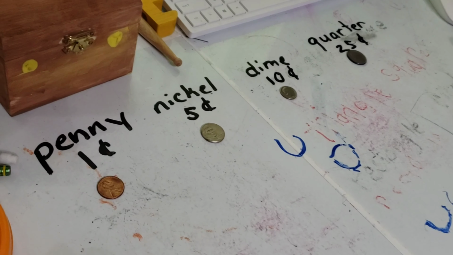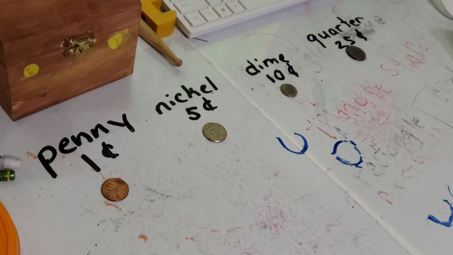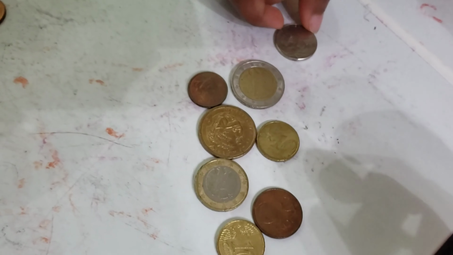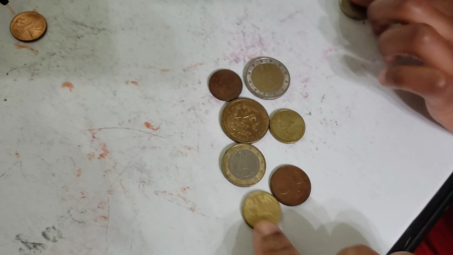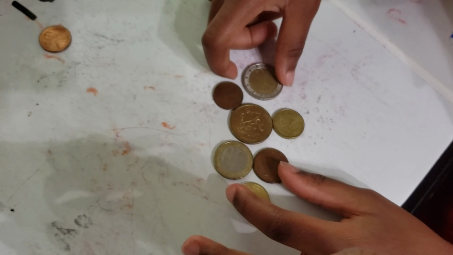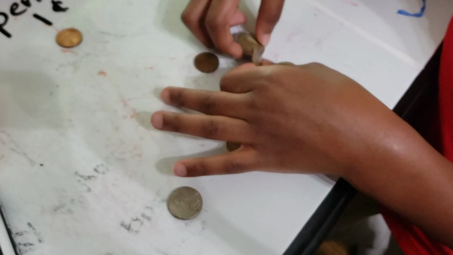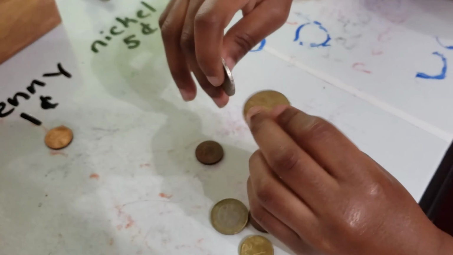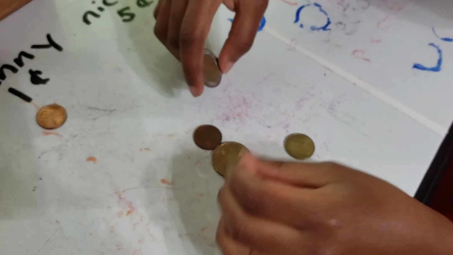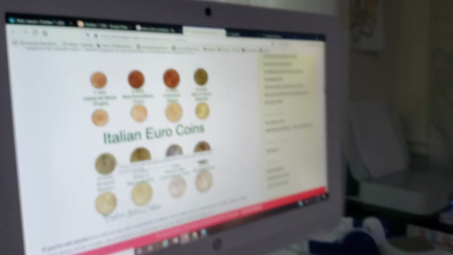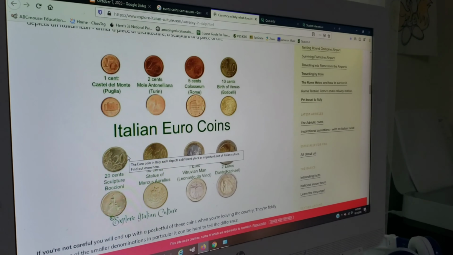So, the question is, how are American coins different than European coins? Let's take a look, because they're different. So, this is a lot of coins. And I'm going to be honest, I collected these coins from France, from Italy, and from Greece when I went overseas in 2012. So, I don't really know which coins are from where or if it even makes a difference. But we have a website here that can tell us what these are.